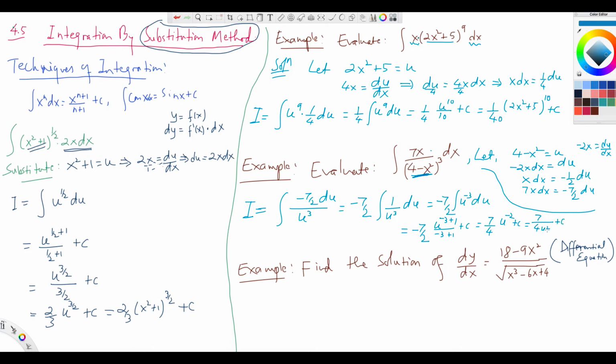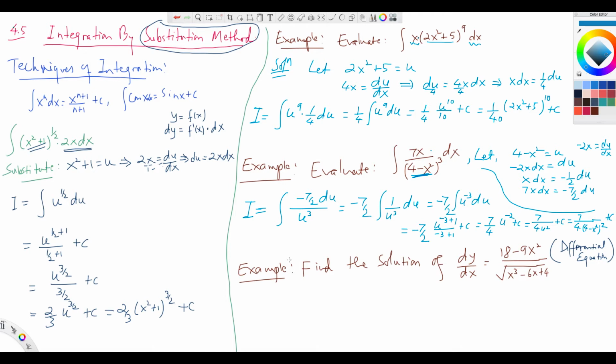You understand that? Now plug back in the value of u. You will get 7 over 4 and then 4 minus x squared to the, not cubed, square, right? Because u is squared. So this should be square. Let me write that square plus c. That is the final answer: 7 over 4 times 4 minus x squared, to the square, plus c.